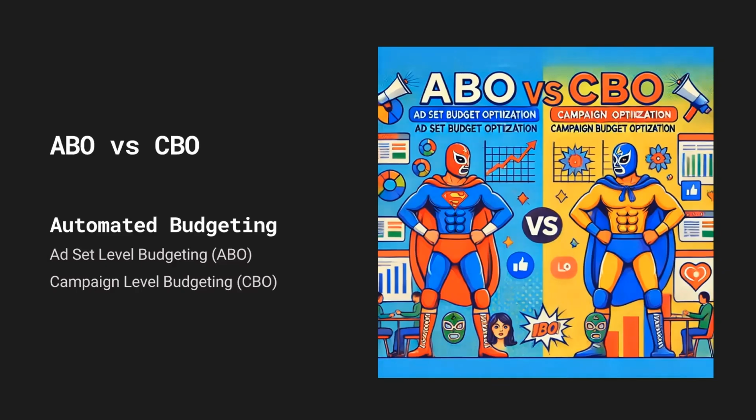We force Facebook to find the right person at the right time. After the next 2 slides, I'm only going to be talking about CBO, campaign budget optimization. For micro budgets, we only use CBO. I do not use ABO for micro budgets.